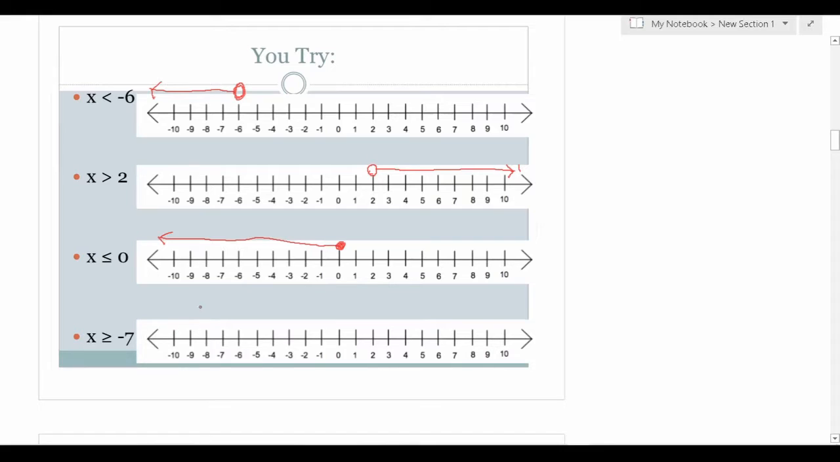X greater than or equal to -7. So the first thing we're going to do is put a closed circle above -7. And in this case, we want all the x values that are greater than -7: -6, -5, -4, -3, and so on are all greater than -7. So in other words, our line's going to go to the right, implying that all those values are greater than -7.